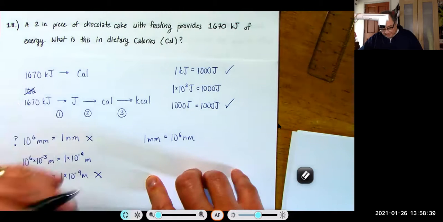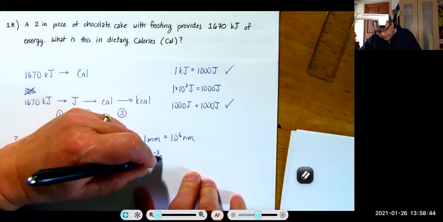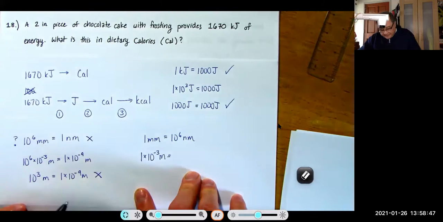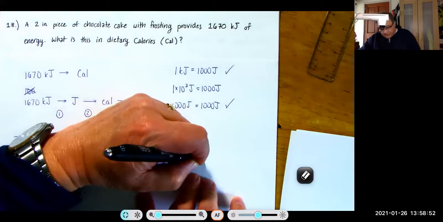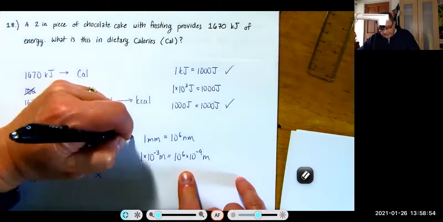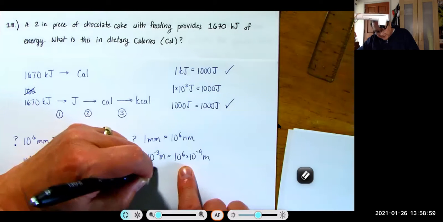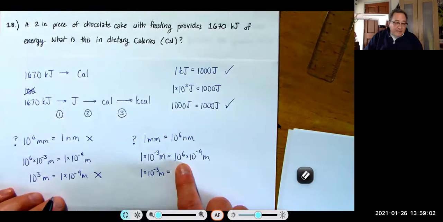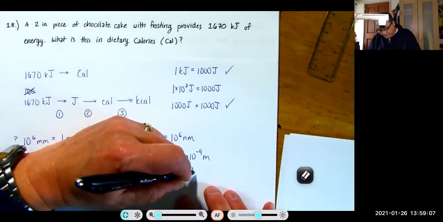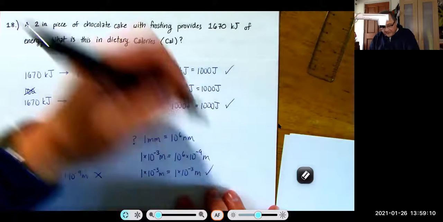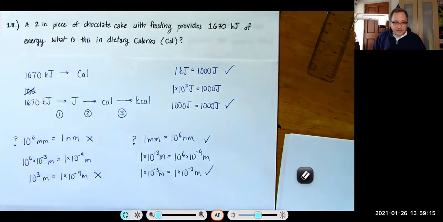Okay, so we have 1 times 10 to the minus 3 meters, because milli means 10 to the minus 3. Nano is 10 to the minus 9. So here we've done the substitution. When we simplify this, we get 1 times 10 to the minus 3 on this side, and 6 and negative 9 is negative 3. So check, it's correct. So there's a way to check your metric conversions.